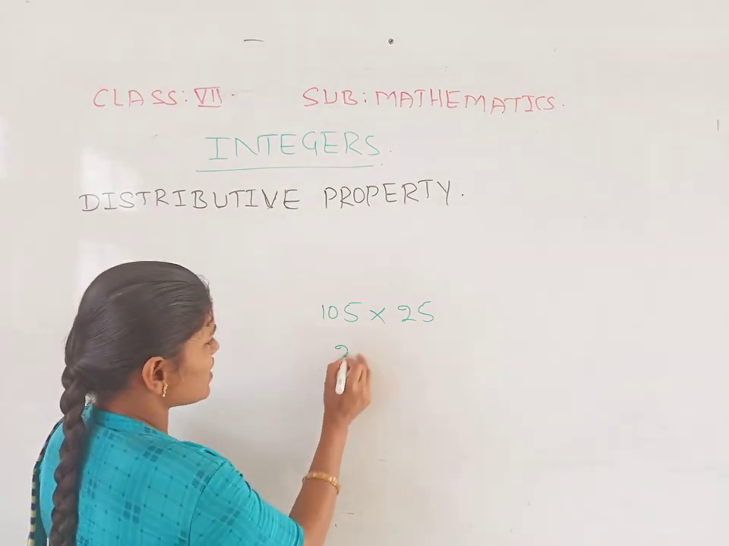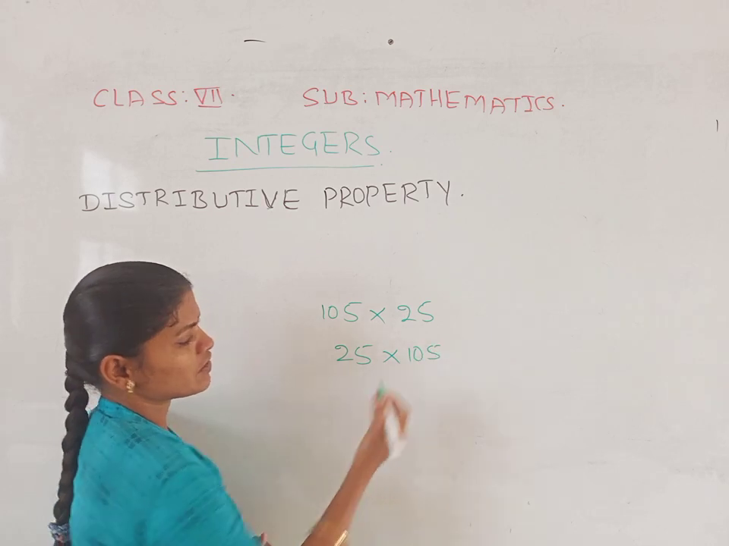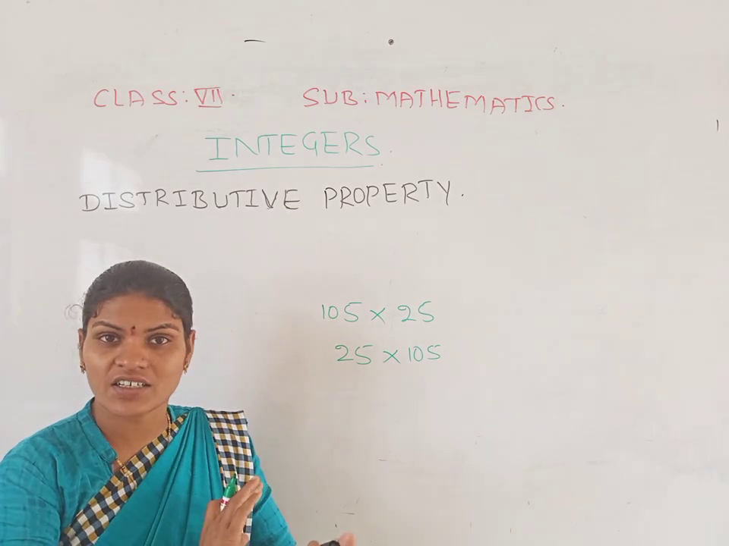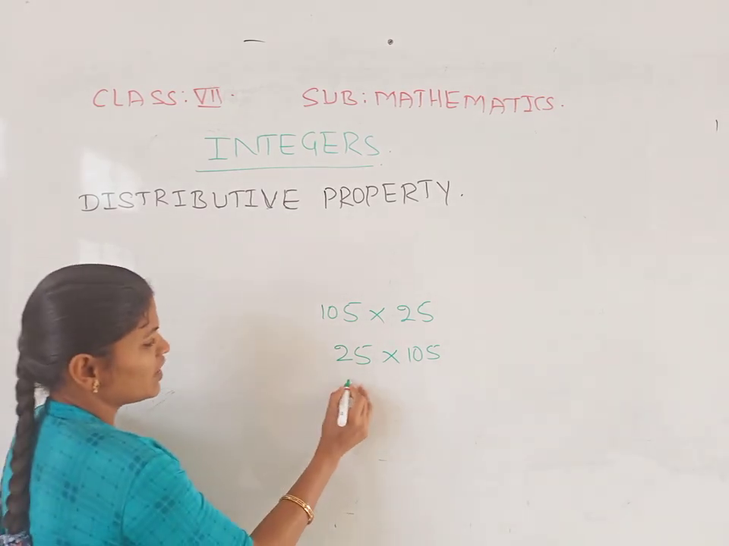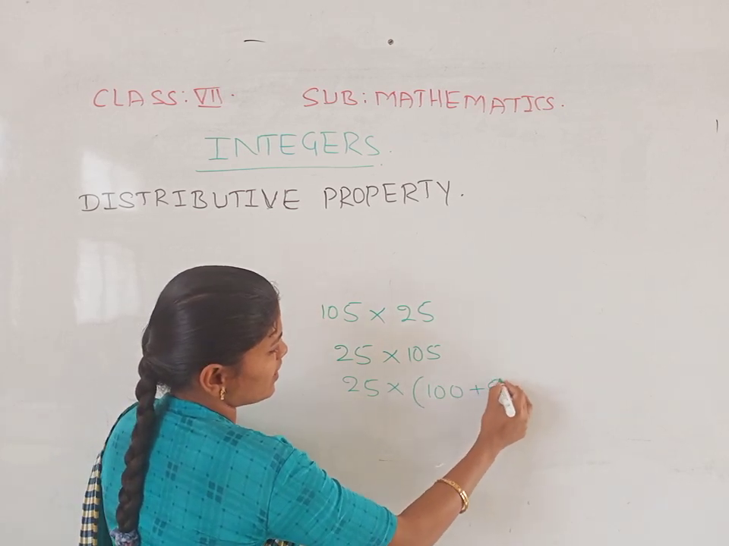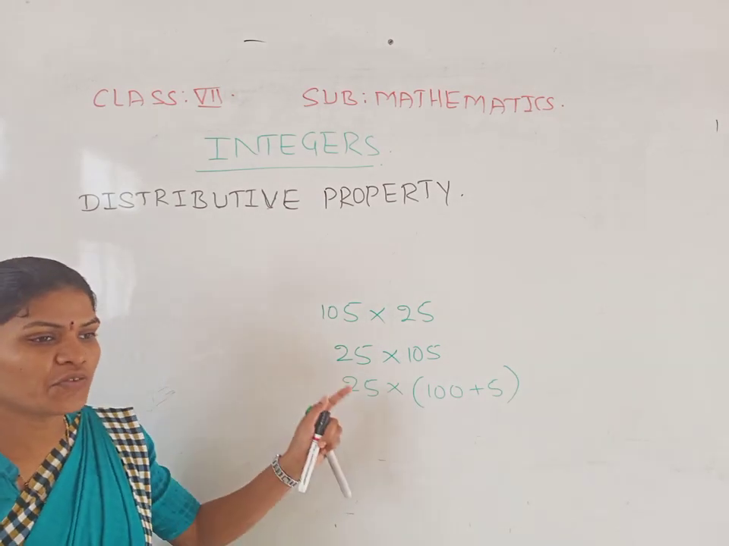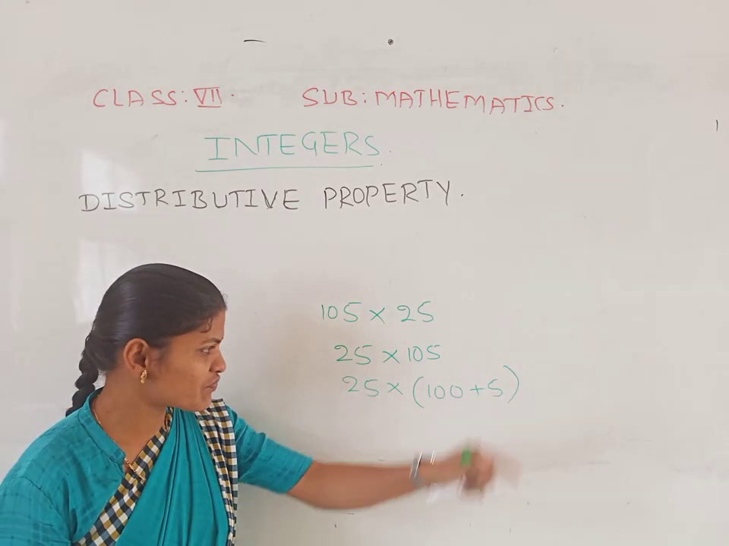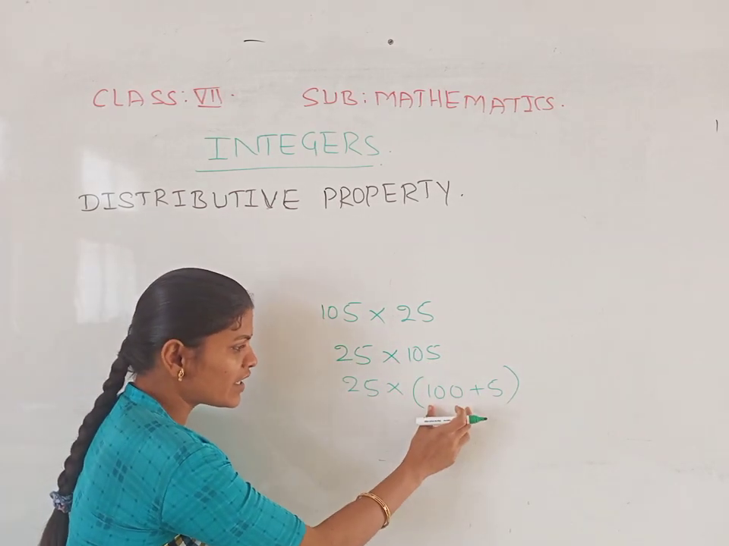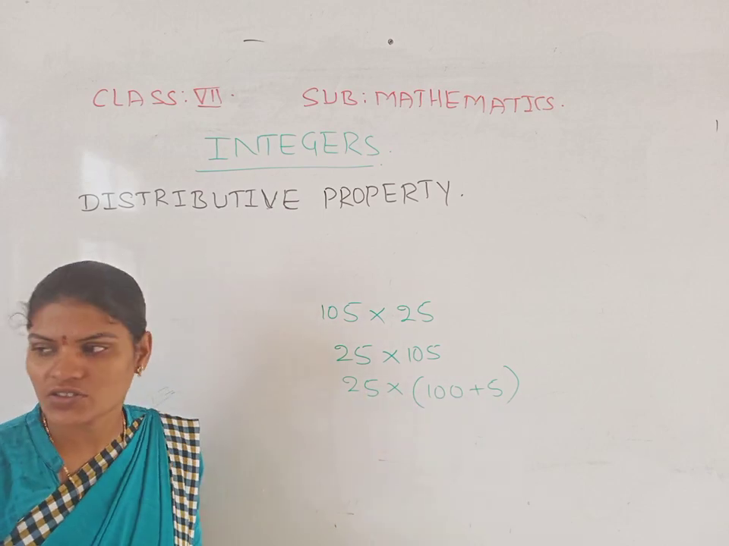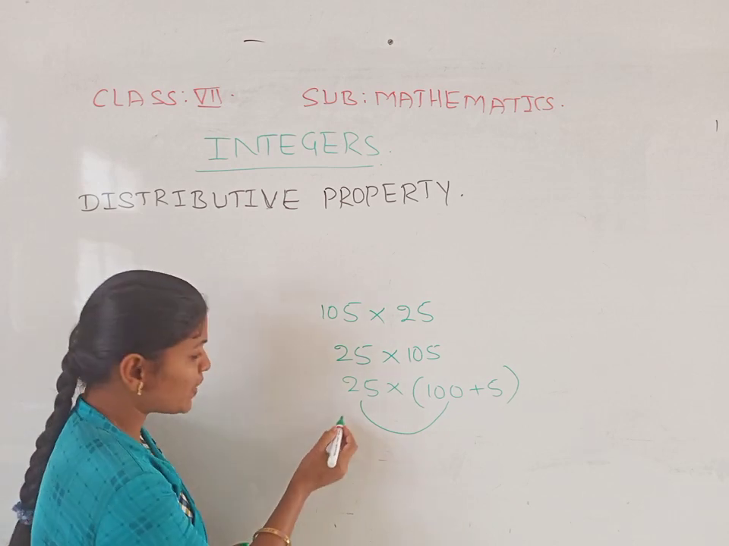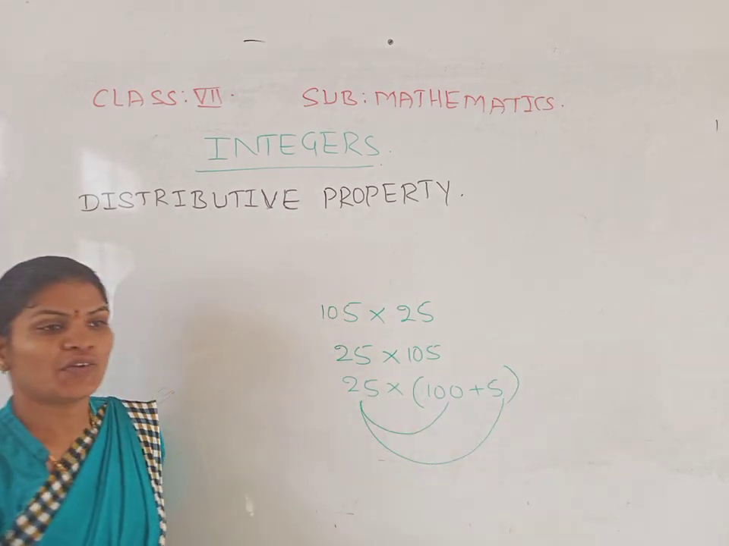How? Shall I write this as 25 into 105? No problem. Why? Because the commutative property exists under multiplication. I will keep 25 as it is. 105, shall I split as 100 plus 5? 105 into 25 is the same as 100 plus 5 into 25. Both are the same. So now I will do 25 multiplied by 100 plus 25 multiplied by 5.